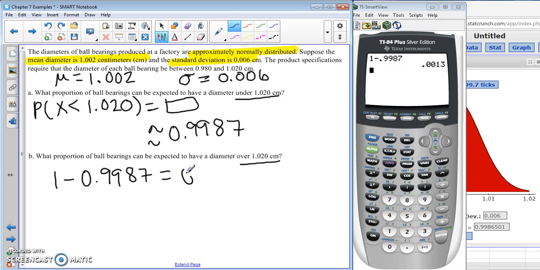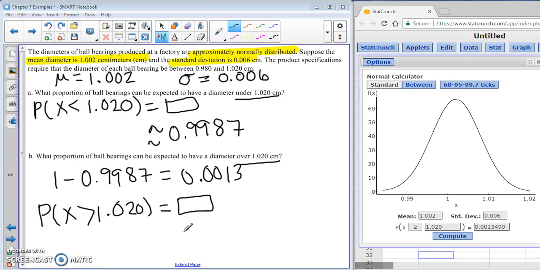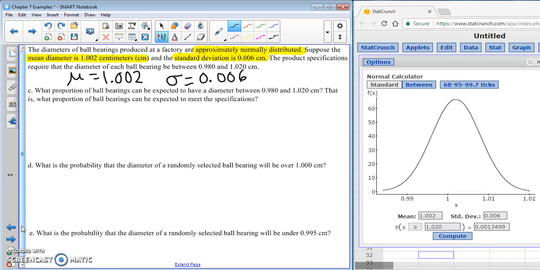Right, so complements. We already have that answer previously. Or let's do it in StatCrunch to get used to it. So the probability that x is now greater than 1.020. So we're going to change this to greater than or equal to. So we get approximately 0.0013.